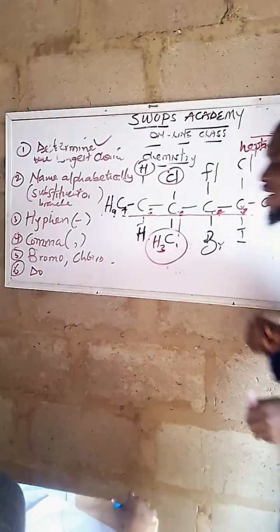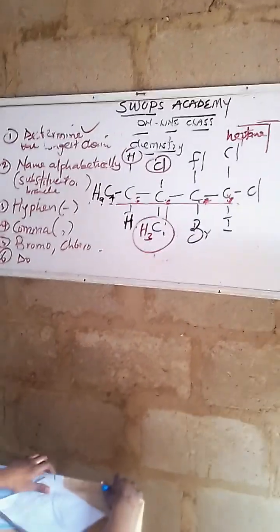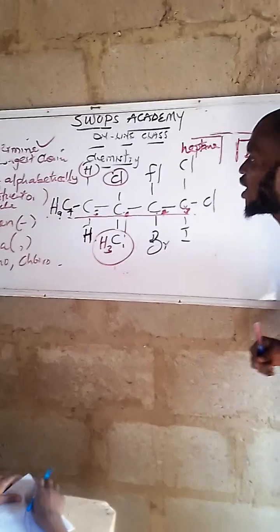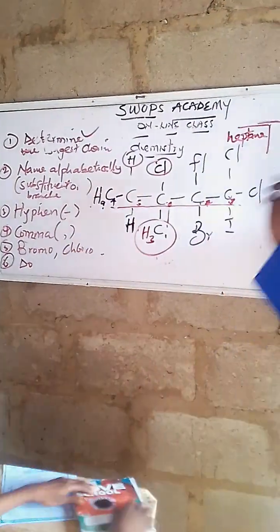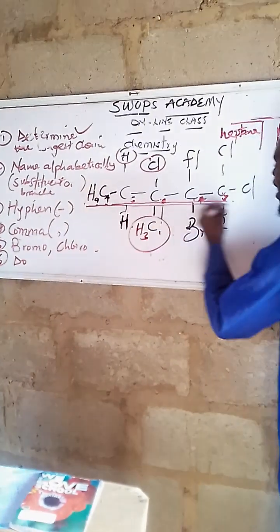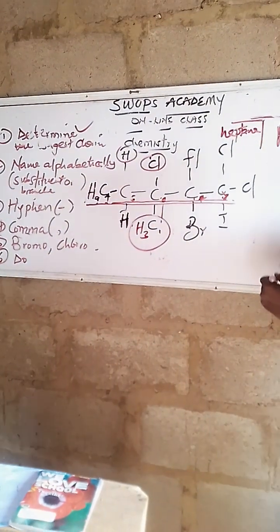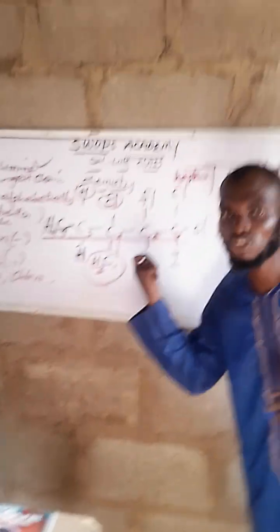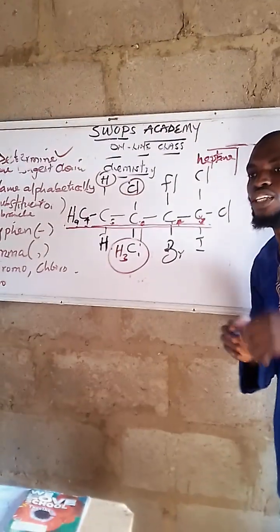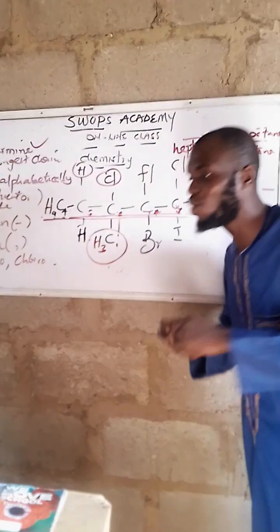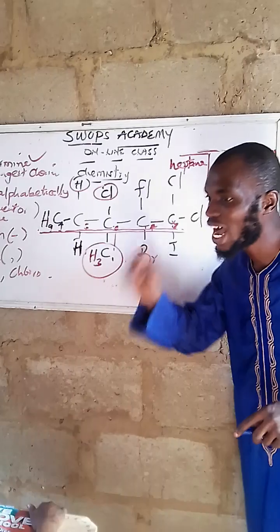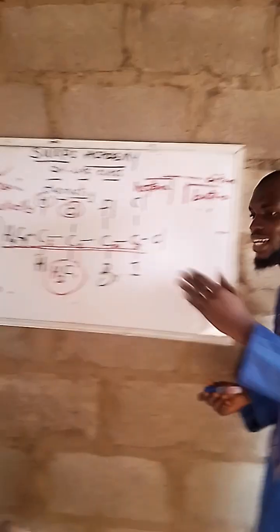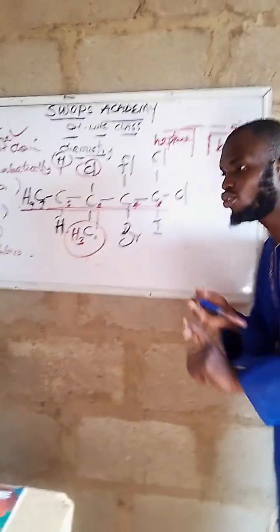Naming alphabetically. Are we together? Now, what are we naming alphabetically? I've put it in bracket: substituent or branches. Now, where is our substituent? Since this is how we are counting. Now, check. We have only 2 substituents in this organic chemistry that we'll put on the board. It's either we have halogen group or alkyl group. What are the halogen group? Like bromine, like iodine, like fluorine, like astatine.